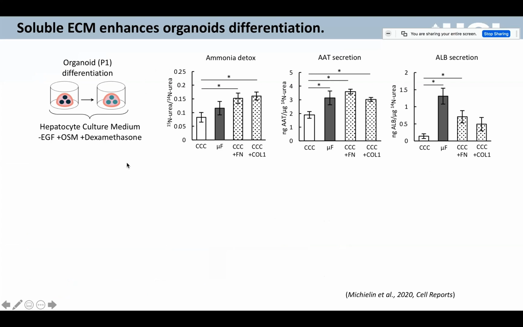Then we moved forward and tried to differentiate these organoids towards mature hepatocyte cells, taking advantage of the factors involved in the functional differentiation of hepatocytes. And what we found, again, is that overall, with cells differentiated in microfluidics, we can obtain organoids with higher functional properties compared to those derived in Petri dish. And similarly, with cells treated with the fibronectin particularly. So in this case, we analyzed the ammonia detoxification, alpha-1 antitrypsin secretion, and albumin secretion.